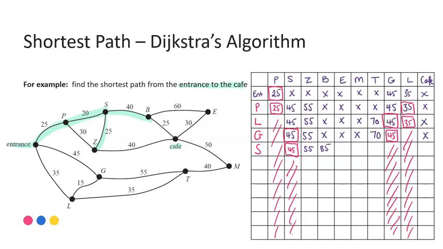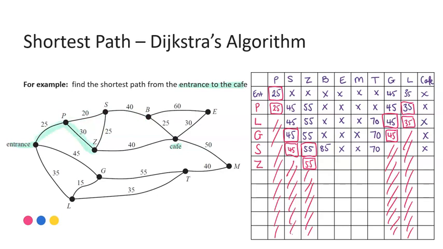S to E, no connection. To M, no connection. To T, no connection, so the established path of 70. And to the cafe, no connection. So again, our smallest value is 55. So I'm now at vertex Z as my focal point.